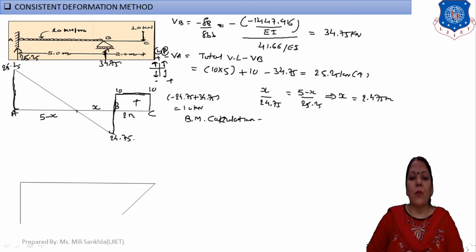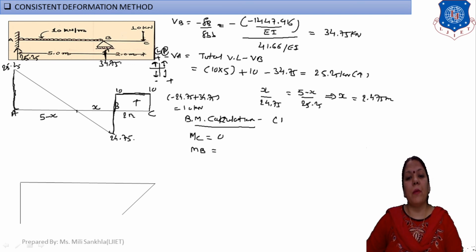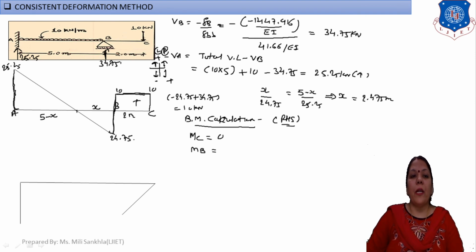Now first we find the bending moment at C. Mention here MC is equal to 0. Then we find MB, the moment at B. Here I find values from the right-hand side. Simply here I mention I find all the moments from the right-hand side. Now at MB, 10 into 2, and this is right-hand side clockwise, that means minus 10 into 2 is equal to minus 20 kilonewton meter.